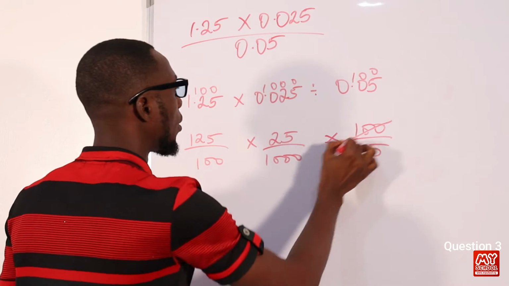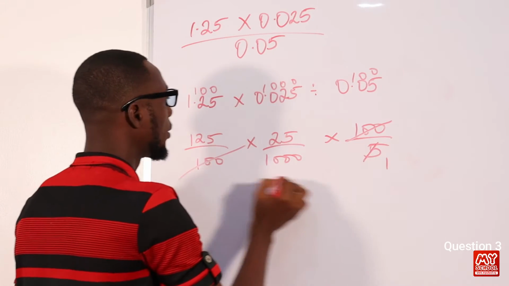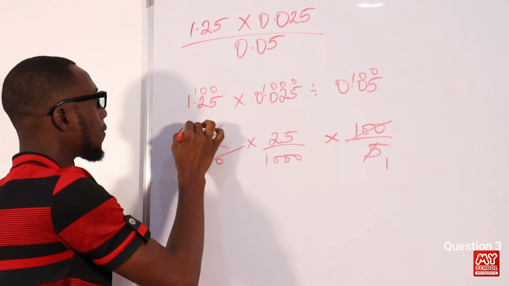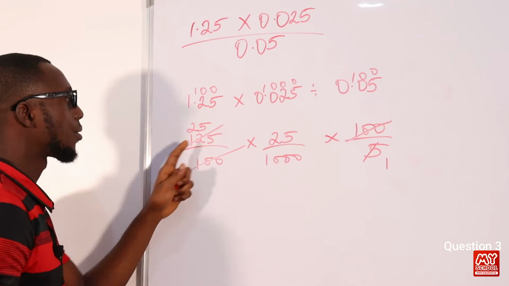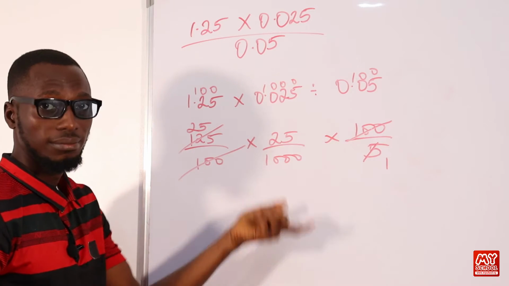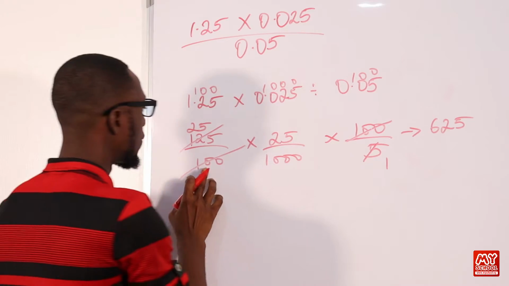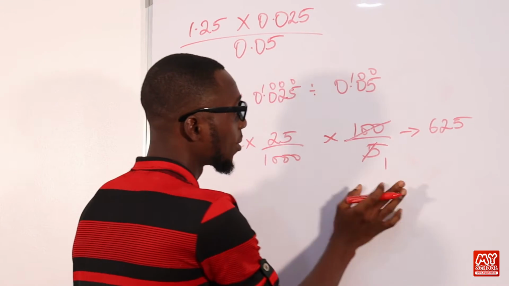Right, so 100 cancels 100, isn't it? 5 here 1, 5 here 25. Okay, so at the numerator we have 25 times 25 times 1. That is still 625. We have 1 times 1000, that's 1000 times 1.